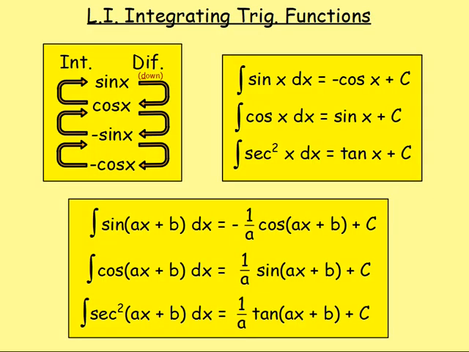Trig functions. We know that if we integrate and if we differentiate, then we can do that with sine and cos. We can integrate sec squared as well, and that gives us tan. And we can take this a step further to get integrating sine of ax plus b is just negative cos ax plus b. But you have to divide by the derivative of what's in the brackets. The same with cos ax plus b goes to sine ax plus b, but divide by the derivative. And the same with the sec squared.